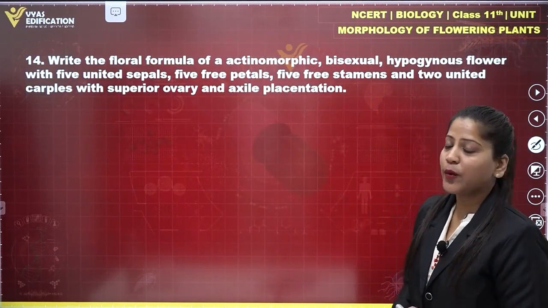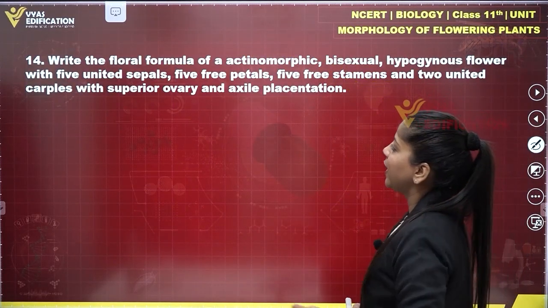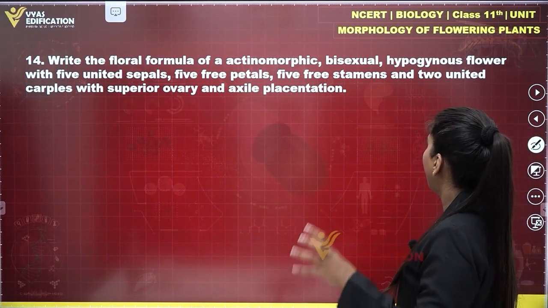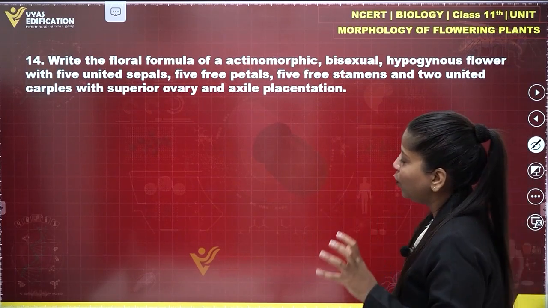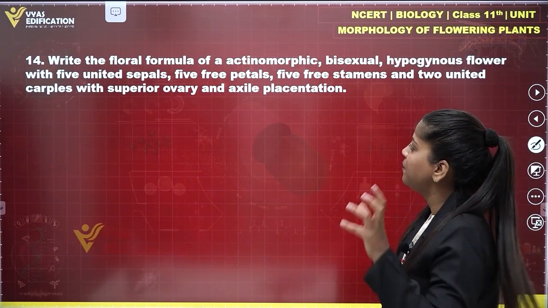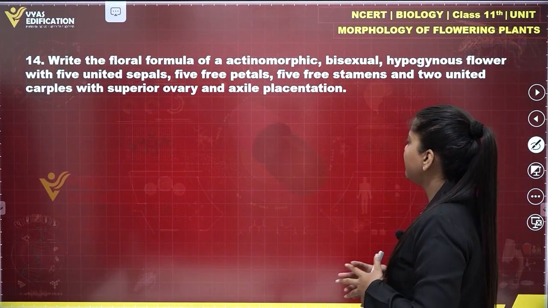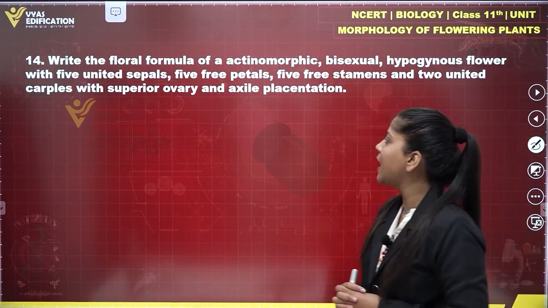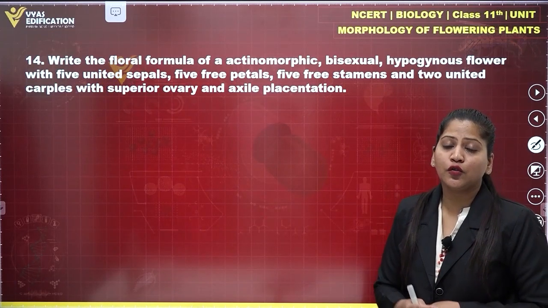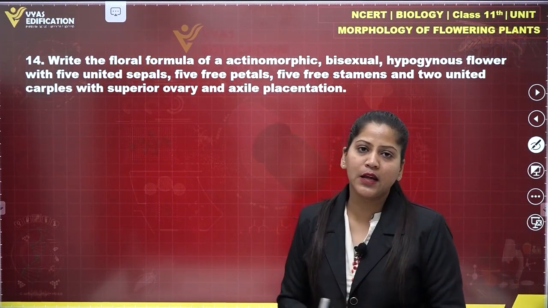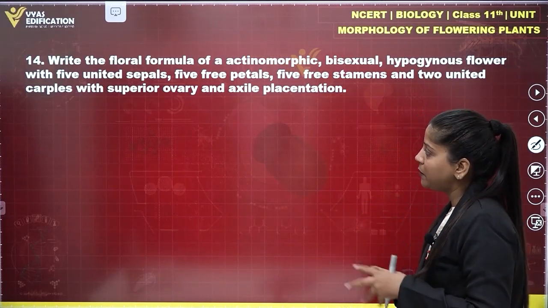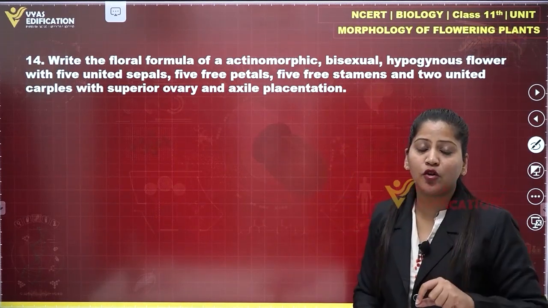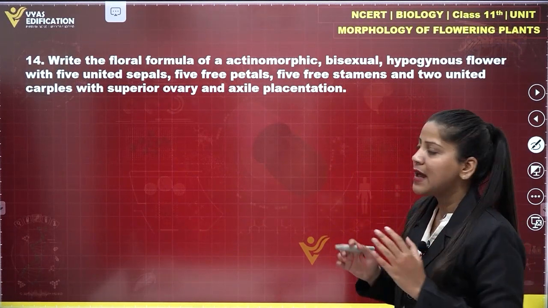Now we are moving on to the next question, question number 14. We have to write the floral formula for an actinomorphic, bisexual, hypogynous flower with 5 united sepals, 5 free petals, 5 free stamens and 2 united carpels with superior ovary and axile placentation. To write any floral formula for any family, we have to remember the symbols assigned to these terms, such as actinomorphic, bisexual, hypogynous, etc.